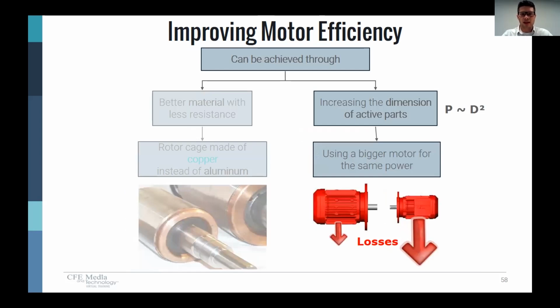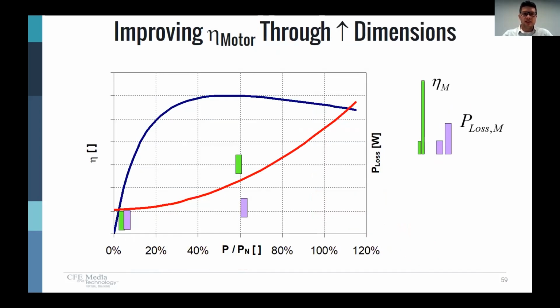Now, the second way we can make an asynchronous motor more efficient is by over-dimensioning it. This may sound kind of weird, but let's think about it this way. Looking at this efficiency versus load curve, let's think about a car engine instead of an asynchronous motor for just a minute.